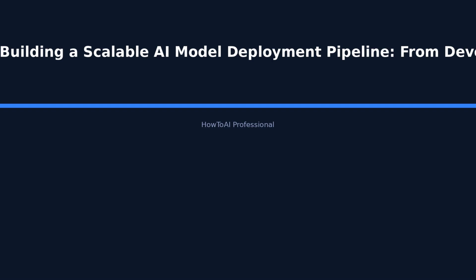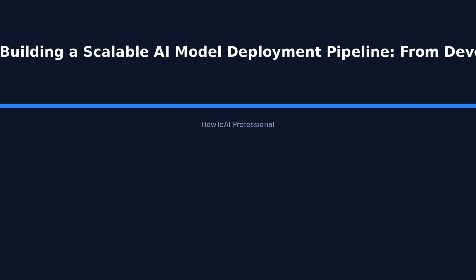Section 3: Conceptualizing the deployment pipeline. With your model trained and validated, you're ready to move into the deployment phase. A deployment pipeline is essentially a series of steps that your model will go through before it becomes available for end users. A scalable pipeline can handle increased workloads and allow for easy updates or rollbacks.